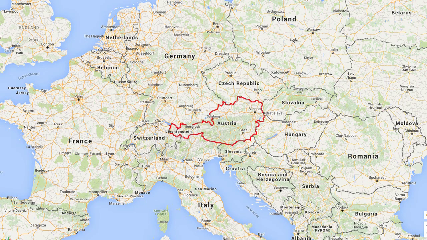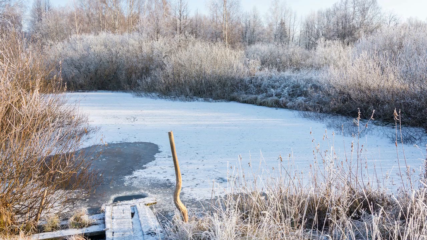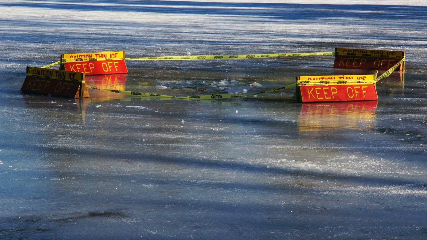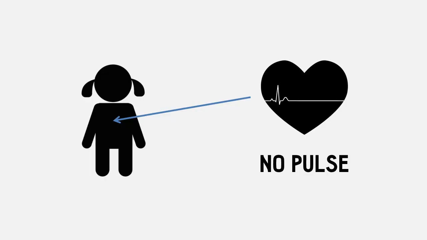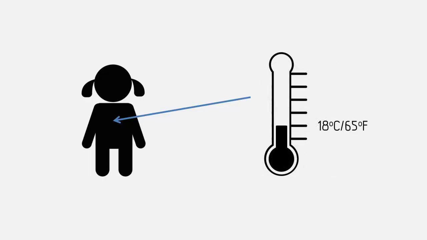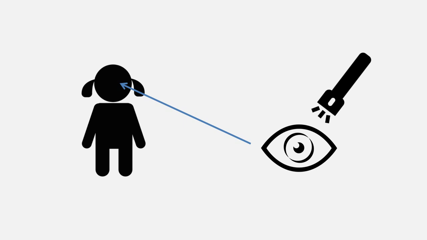In Austria, in 2001, a 3-year-old girl accidentally fell into an icy pond. There, she became lost beneath the surface for an incredible half an hour, and by the time she was found, she had no pulse and her core temperature was only 18 degrees. Furthermore, her eyes didn't react to light, indicating that her brain wasn't functioning either.